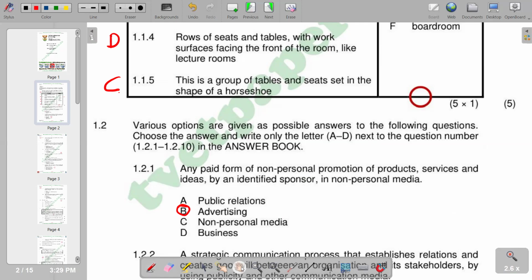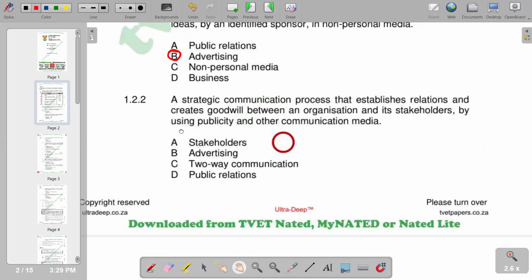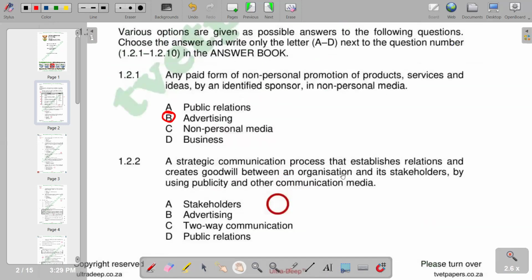Then we move on to question two. Question two is a strategic communication process that establishes relations and creates goodwill between an organization and its stakeholders by using publicity and other communication media. Of course, we have got stakeholders, advertising, two-way communication, public relations. So according to our responses, this is clearly public relations. So we have public relations on D.